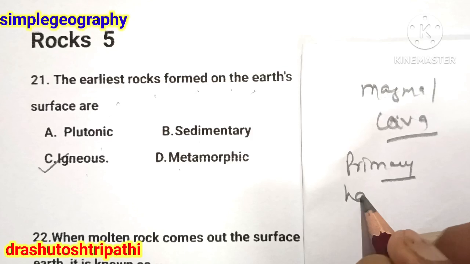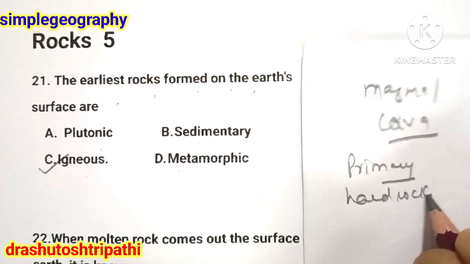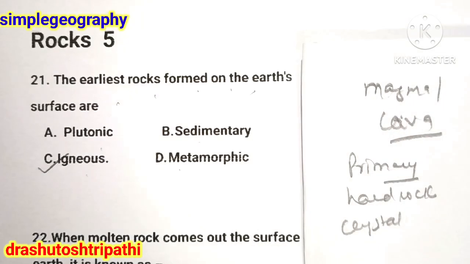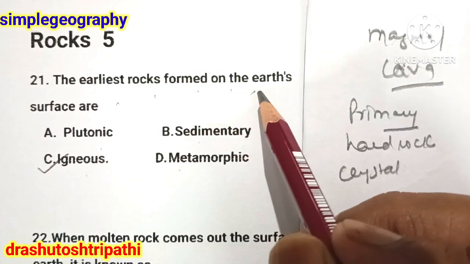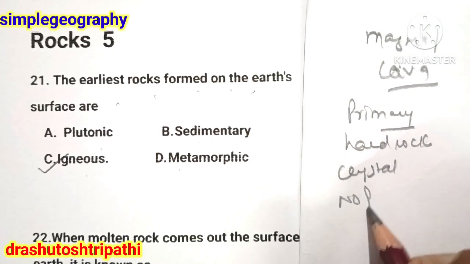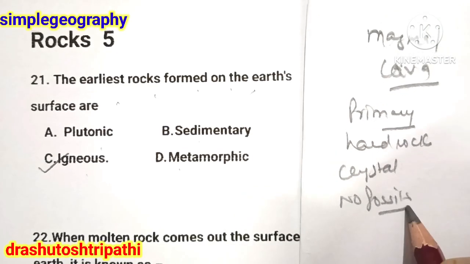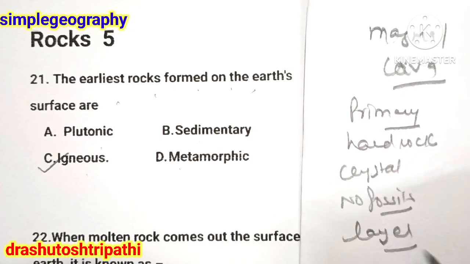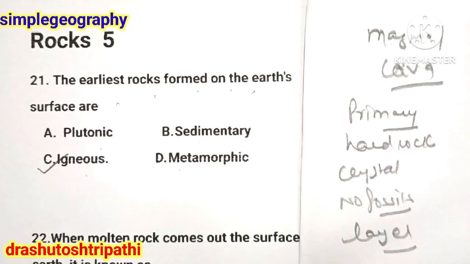These are the hard rocks. They have crystals. Due to the cooling of this type of rock from magma, they do not have any fossils, and they do not have any layers as sedimentary rocks have. So these are the characteristics of plutonic rock, igneous rock. And what are the examples? Granite, basalt, gabbro.